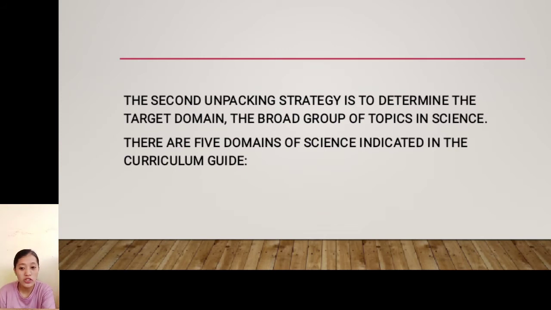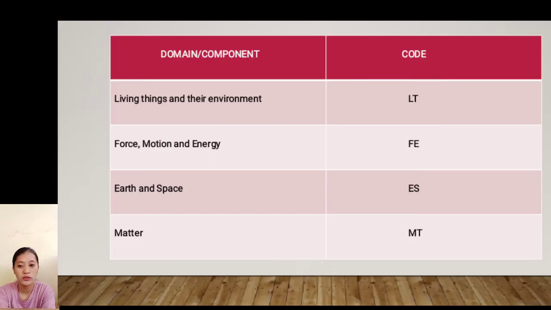Okay, so the second unpacking strategy is to determine the target domain, the broad group of topics in science. There are 5 domains of science indicated in the curriculum guide. So the domain or component, there are examples. The living things and their environment, the code is LT. The force, motion and energy, the code is FE. The earth and space science, the code is ES. The matter, the code is MT.